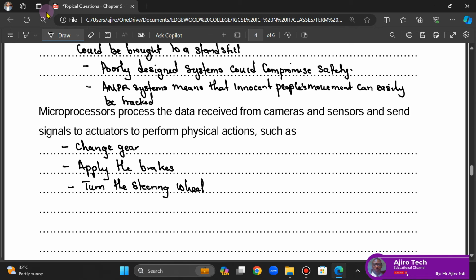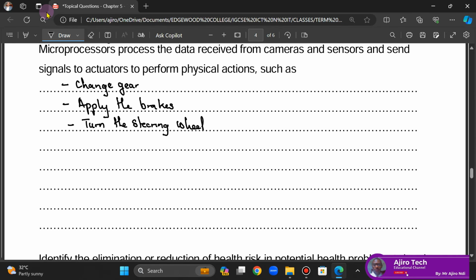Very, very important. So you can see that the cameras catch visual data from the environment. While with the sensors, the radar and ultrasonic, they can build a kind of 3D image of the surroundings, so that the vehicle can have a sense of what to do.